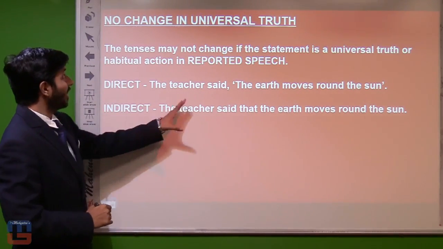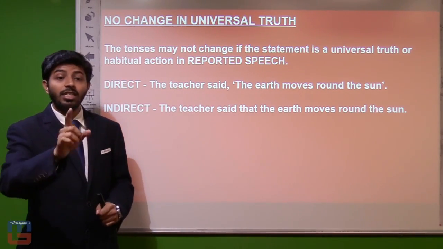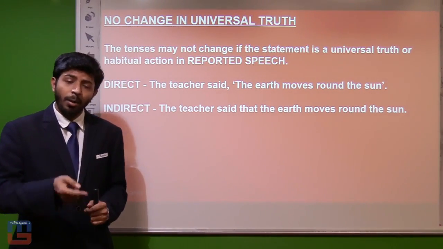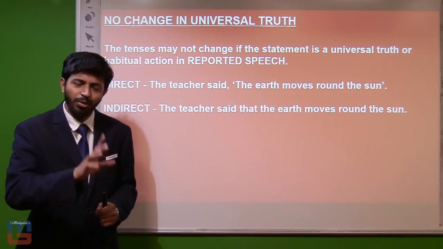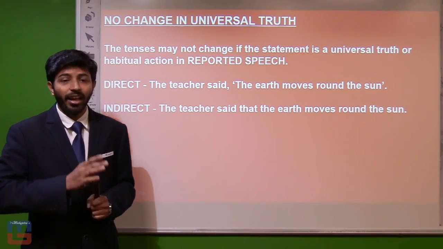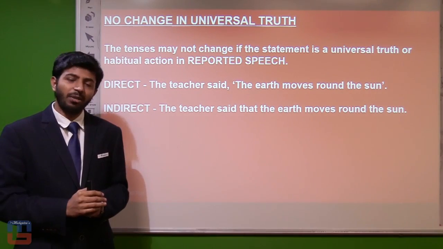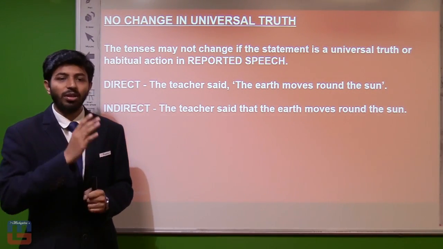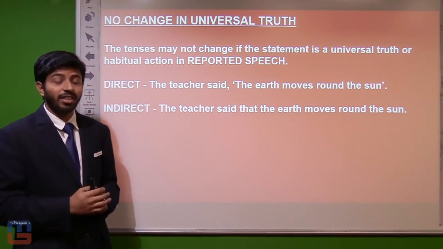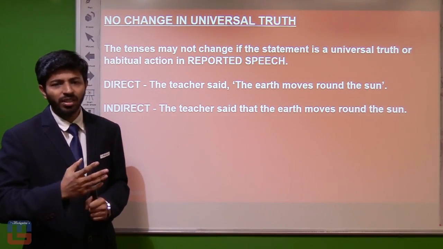No change in universal truth. When the sentence is a universal truth and the reporting verb is given in past, present or future, it doesn't matter; no change occurs in a universal truth. The tense may not change if the statement is a universal truth or habitual action in reported speech. The teacher said, "The earth moves around the sun." In indirect speech, the teacher said that the earth moves around the sun.